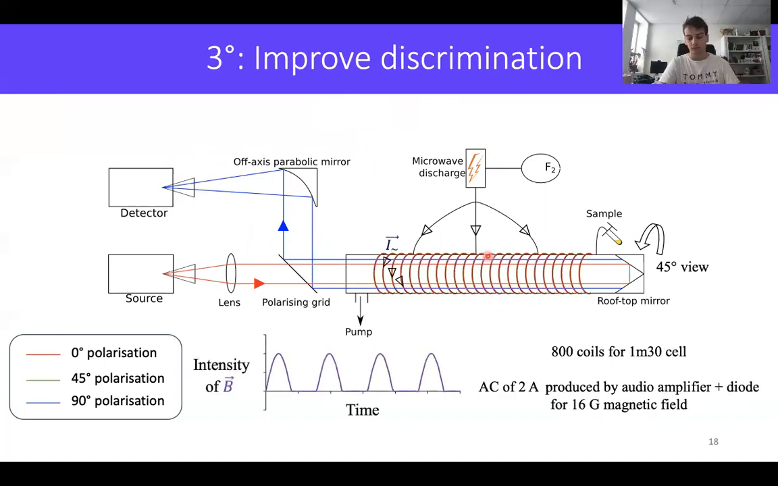And then we have a problem with the permanent magnet because we have to record 2 spectra for each line. And sometimes if we forget to remove the magnetic field when we record, we don't see lines, and we don't know why, because we forgot to remove the permanent magnet. So we decided to improve the discrimination power and make it easier to do. We wound 800 coils all along the cells, and with an alternating current of 2 amperes, produced by an audio amplifier and a diode, we produce a 16 Gauss magnetic field.